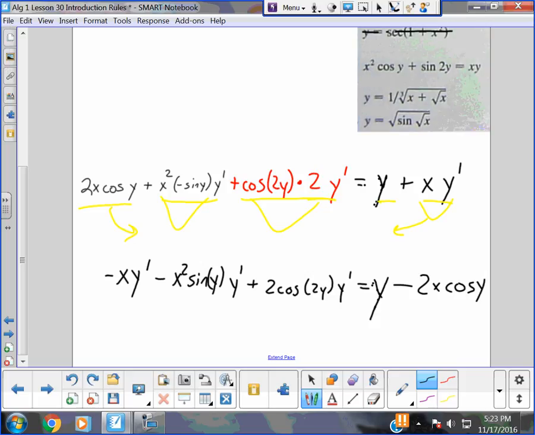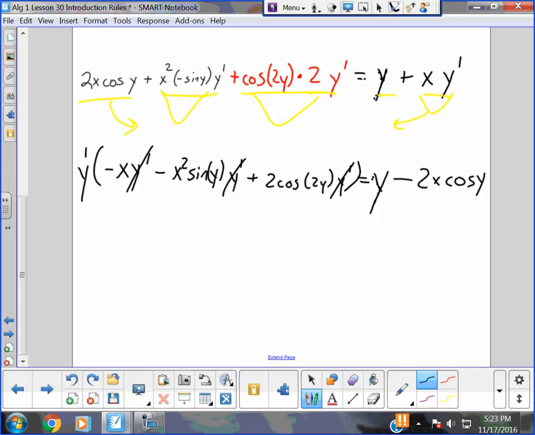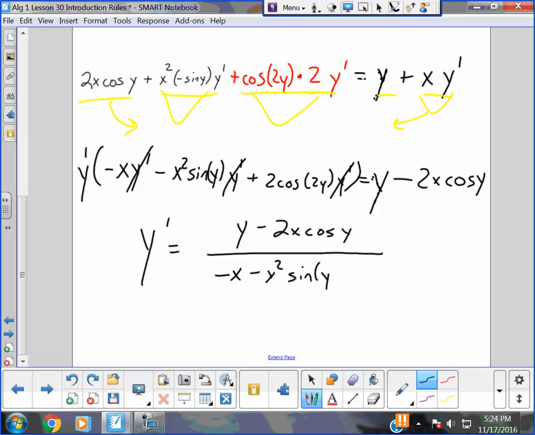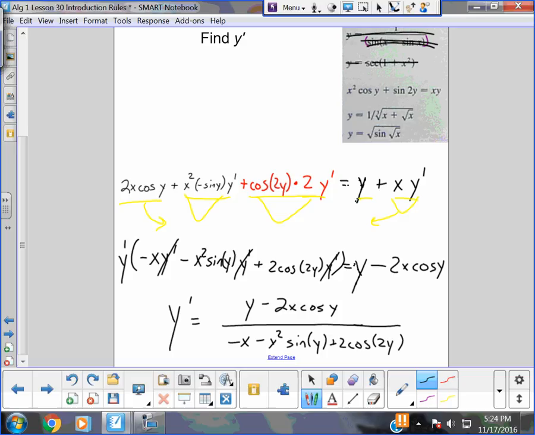All right, this is now a factoring problem. The y primes, if you make this one thing, can be factored out, right? So my answer to this is y prime equals, and this is ugly, y minus 2x cos y divided by negative x minus x squared sine y plus 2 cosine 2y. And everybody, this is the answer to this problem right here.